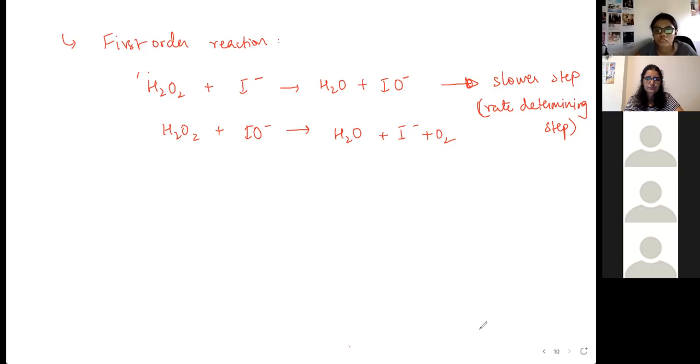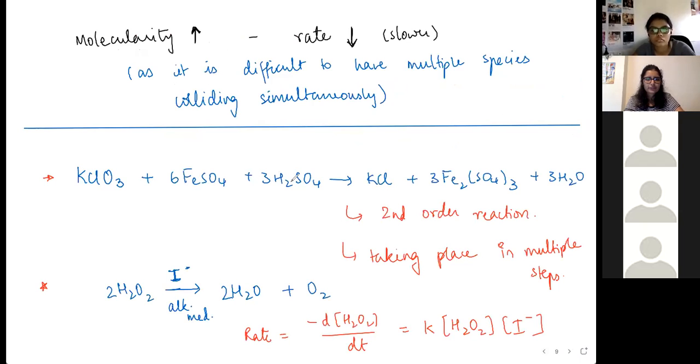Well, why is the first one a second order reaction? The potassium chlorate, this one. Again, same reason. This is the overall reaction. Basically, you know that if I take some potassium chlorate and some iron sulfate and make them react in the presence of sulfuric acid solution, I'm going to get these products. And in order for the reaction to take place, I need these quantities because of the law of conservation of mass and all that.